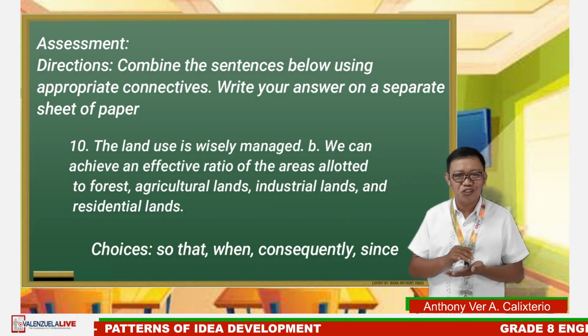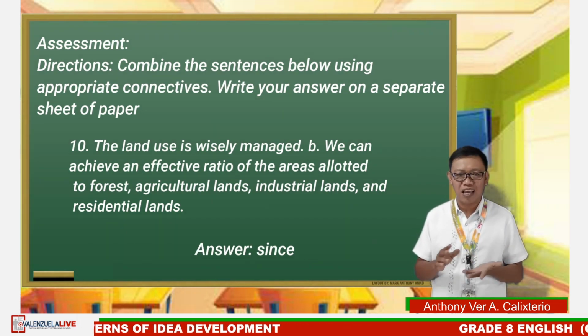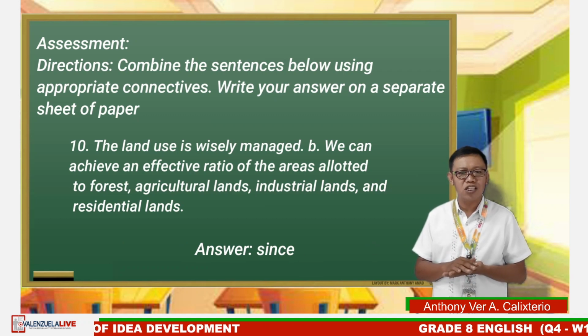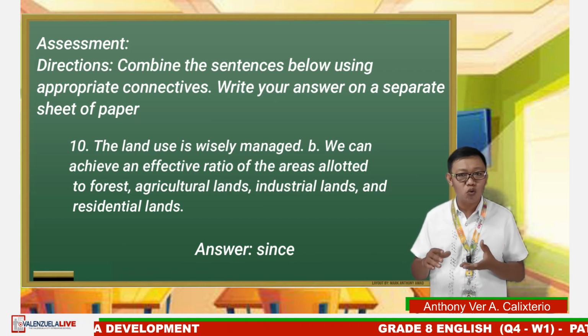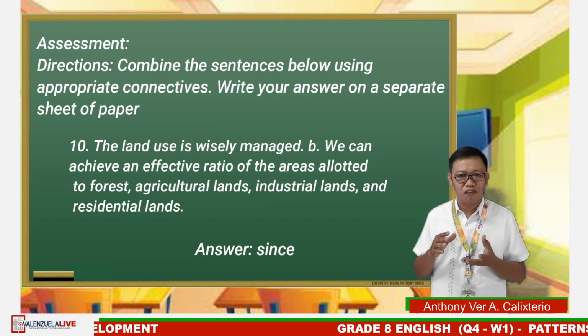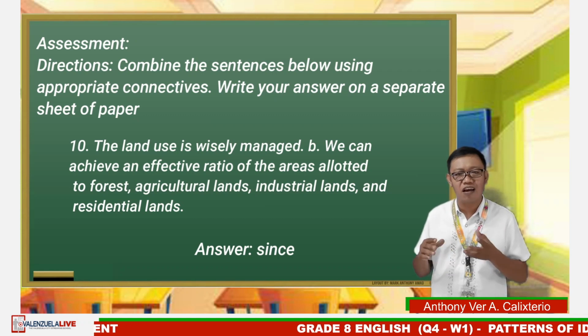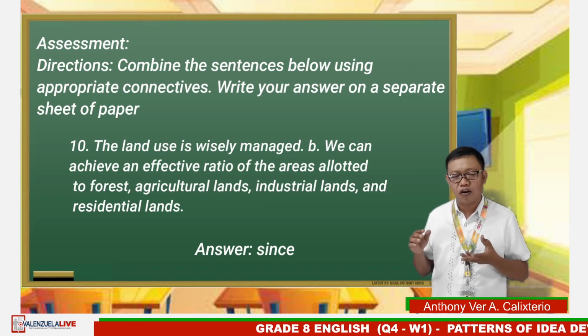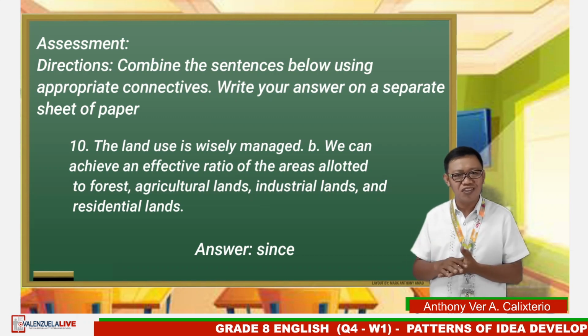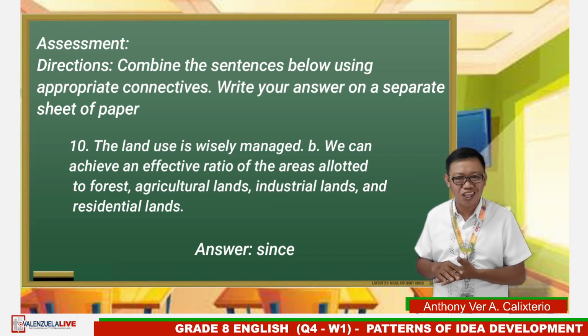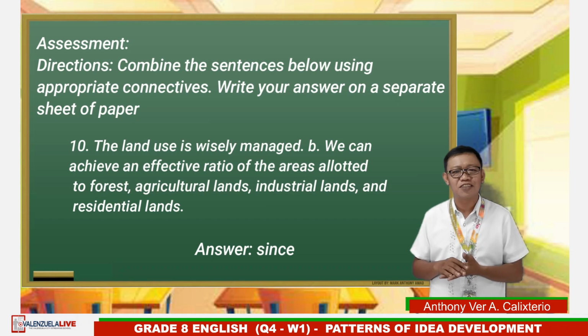The answer is the word since. And may I read? The land use is wisely managed since we can achieve an effective ratio of the areas allotted to forest, agricultural lands, industrial lands, and residential lands.